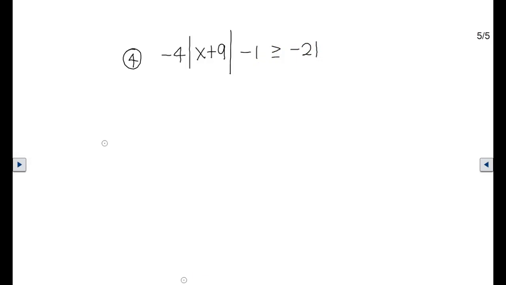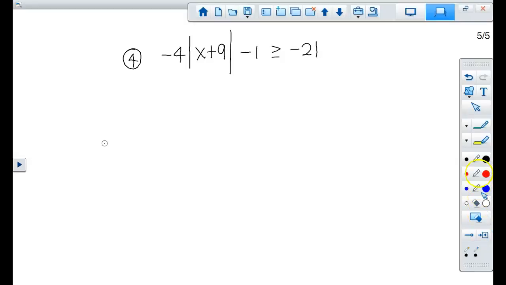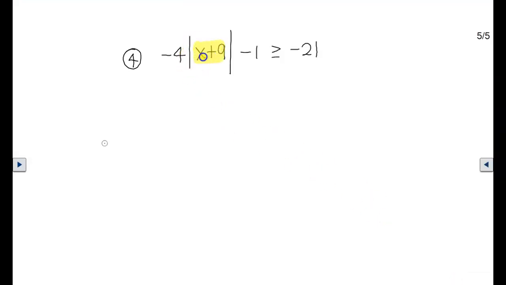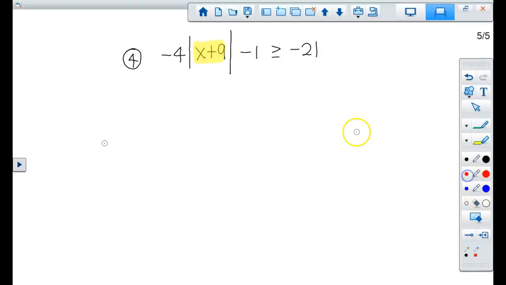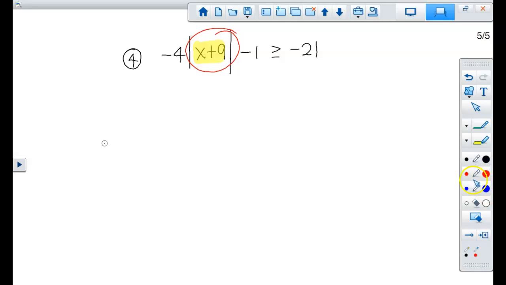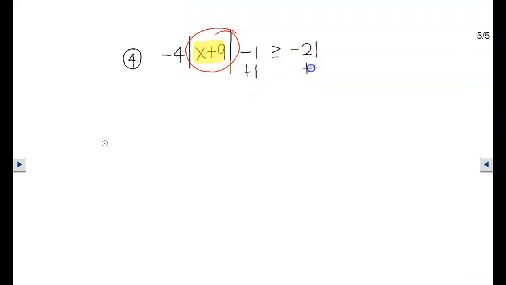Negative 4 times the absolute value of x plus 9 minus 1 is greater than or equal to a negative 21. In this problem, I am taking the absolute value of x plus 9. So here is my absolute value. I want you to notice that he is not alone. He is not isolated, so that is the first thing I'm going to do. He's being multiplied by negative 4 and having 1 subtracted. Take care of the adding or subtracting first. So you're going to do plus 1, plus 1.